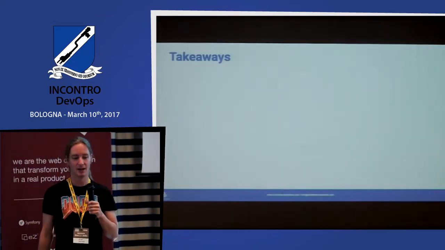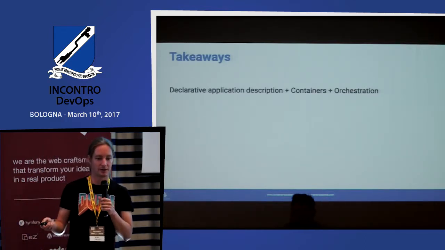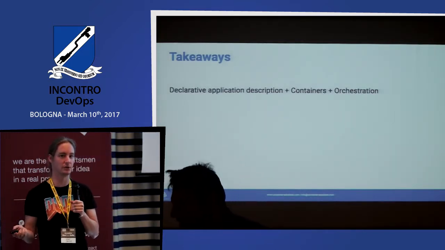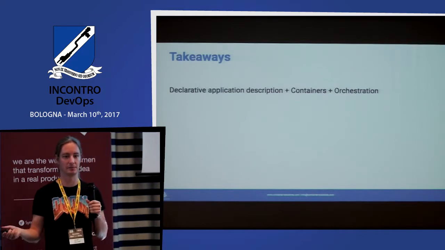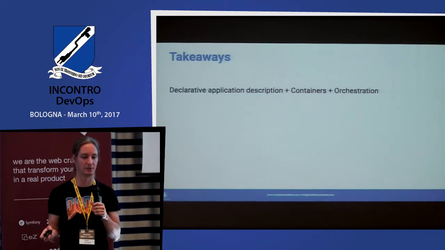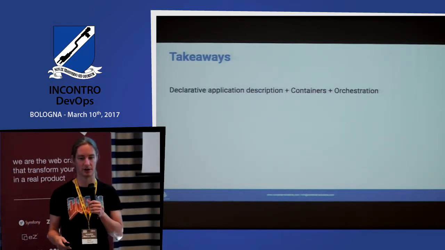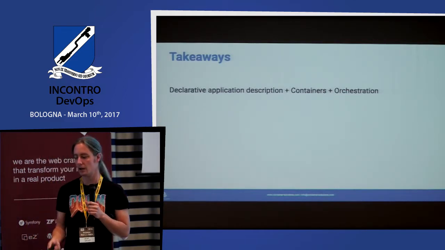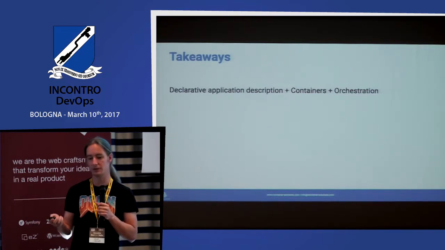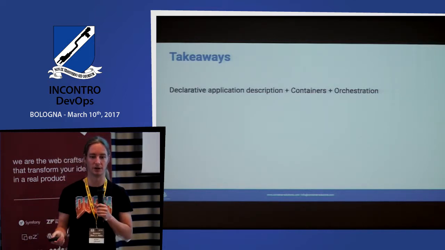And yeah, a few takeaways. Declarative application description is a really great thing, I find. It's probably not suited for all possible use cases, because declarative is always more limited than actually doing some flexible scripting. But when you can use it, it's much simpler and faster and less error prone. Containers are a really great way to package your applications, and container orchestration provides a really good platform for running them.